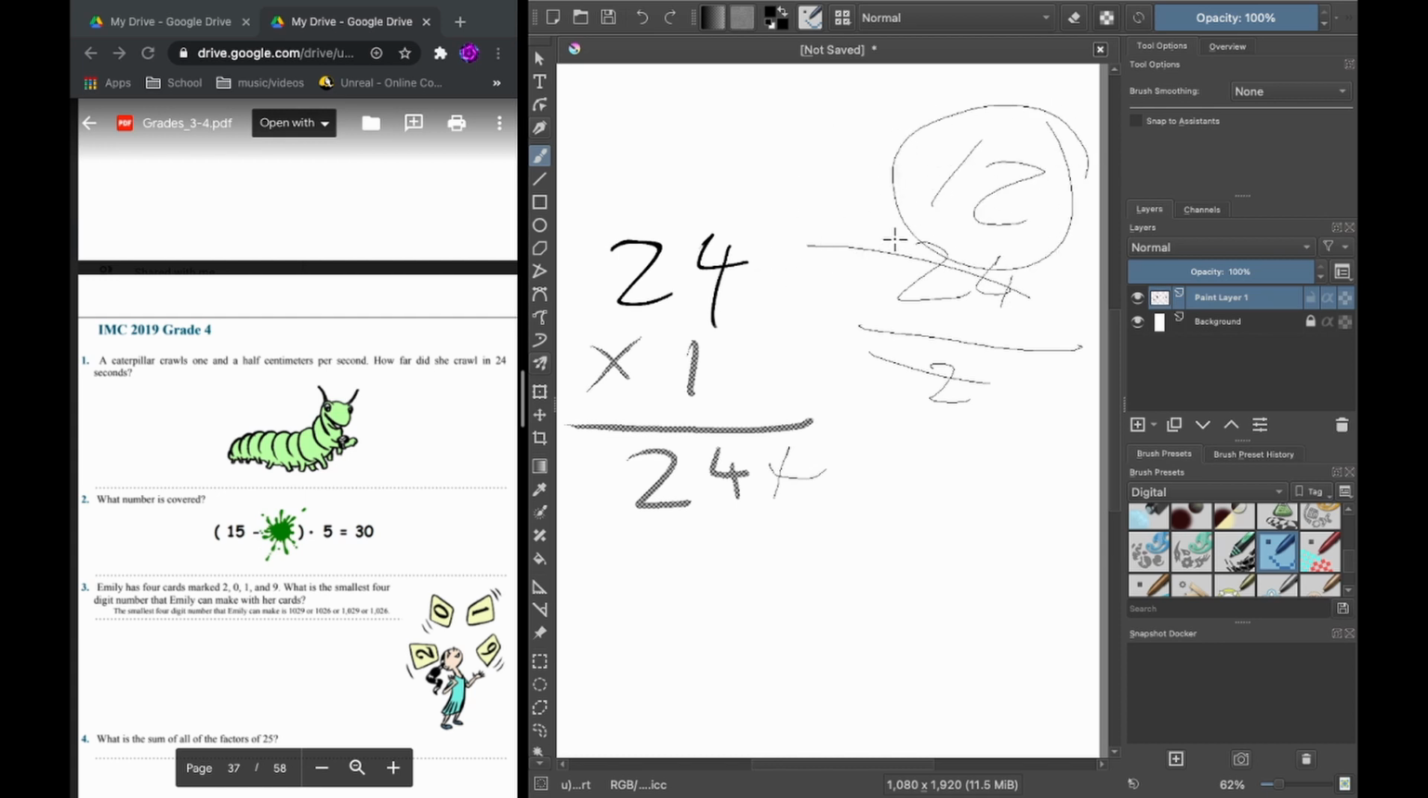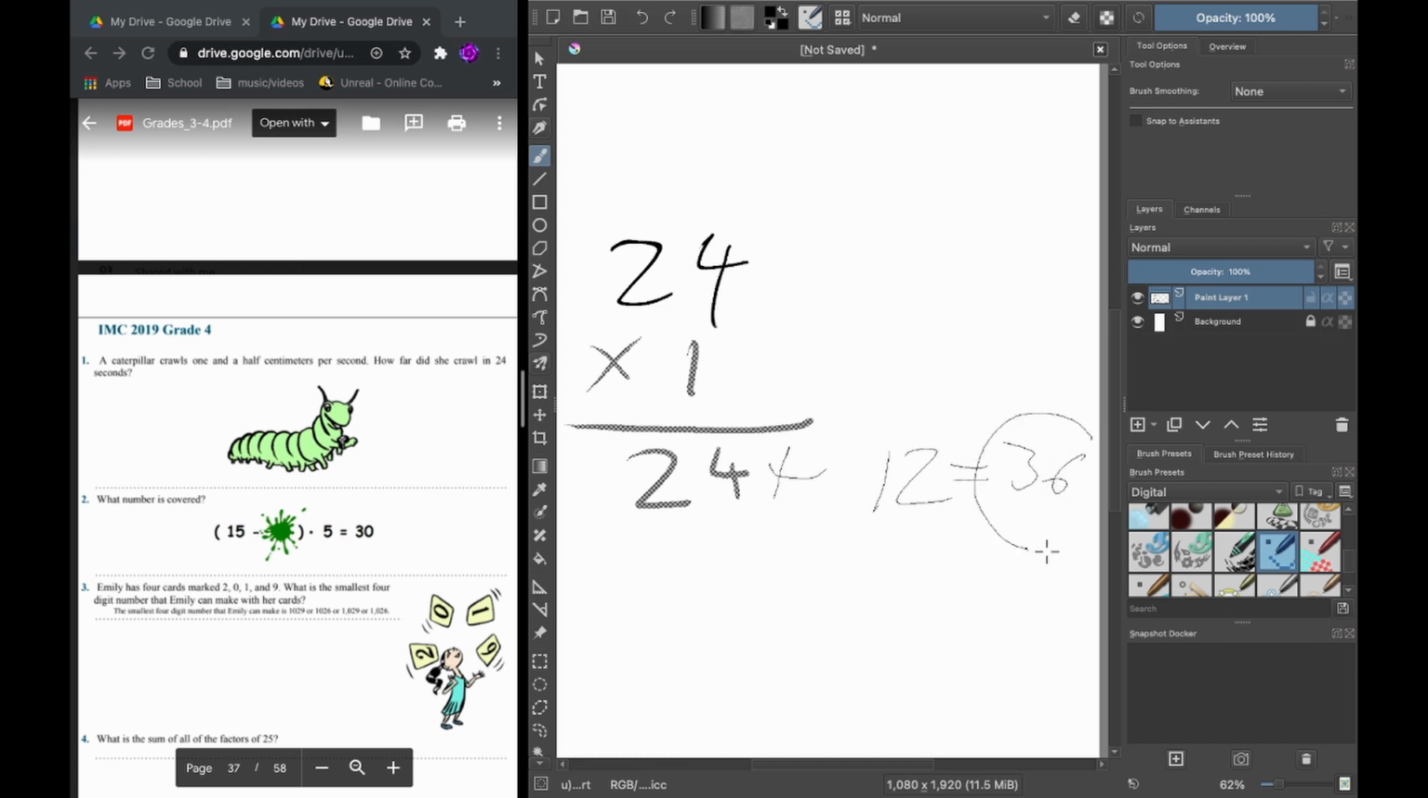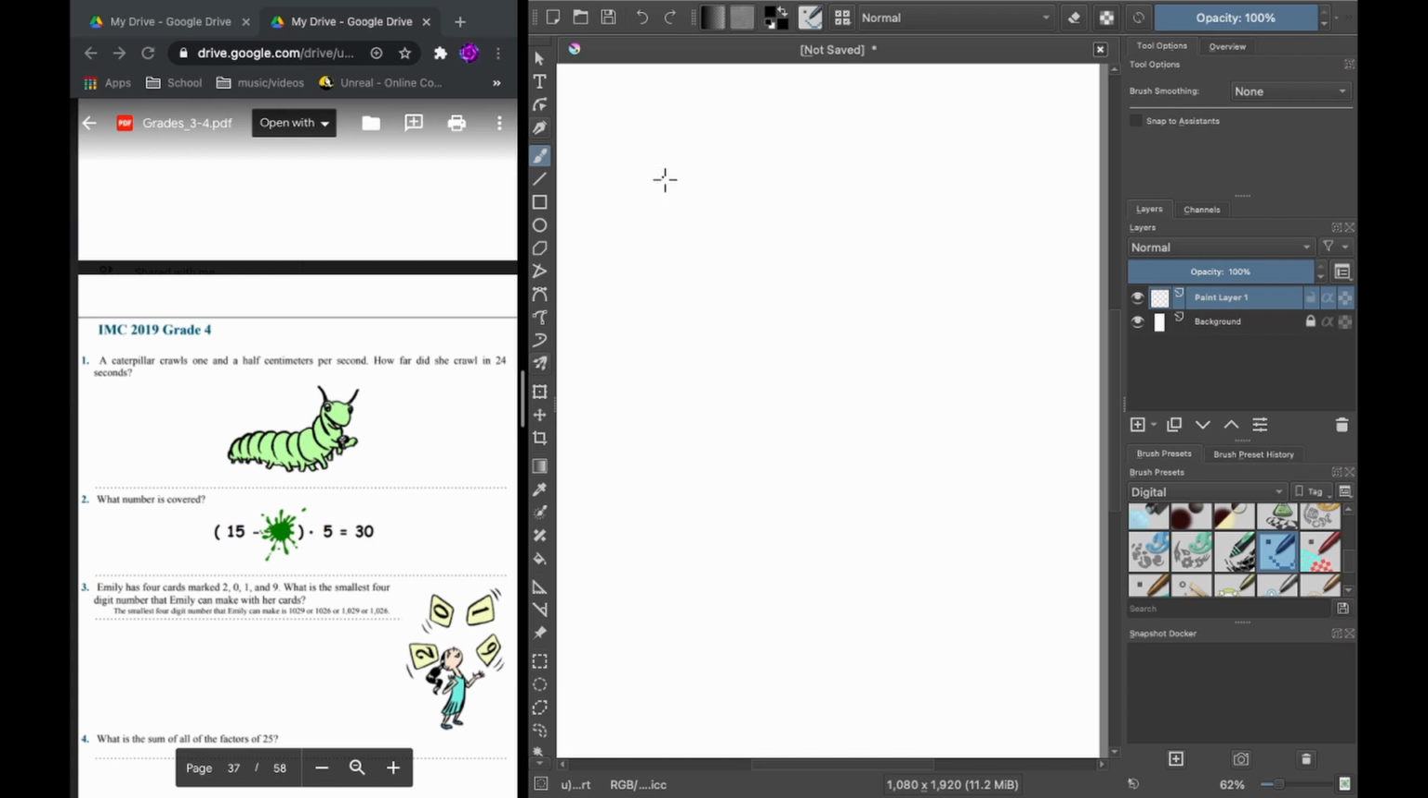And 24 times 0.5 is like 24 divided by 2. So basically, the equation is 24 plus 12, and this would equal 36. So the answer for number 1 is 36.